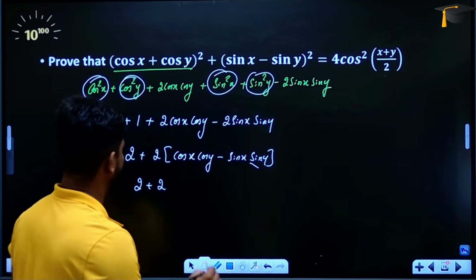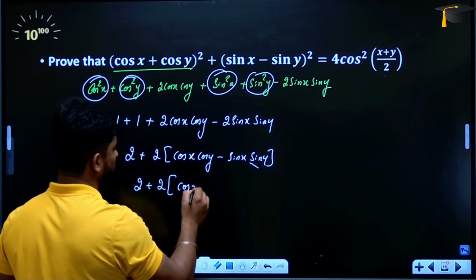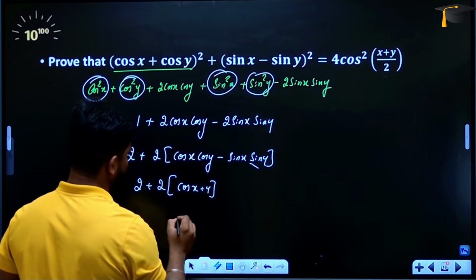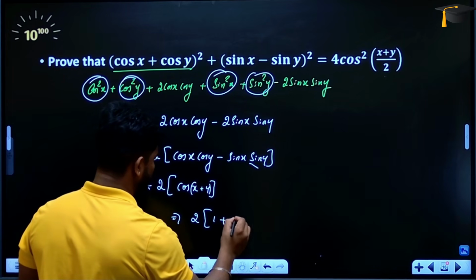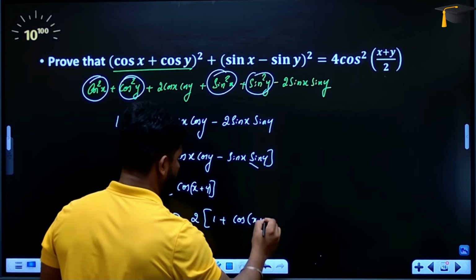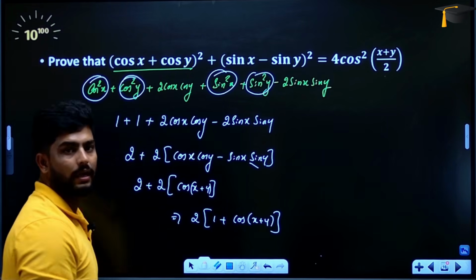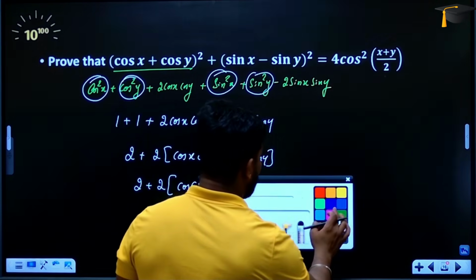It is nothing but cos of x plus y, right? So it becomes cos of x plus y. If I take 2 common, we get 1 plus cos of x plus y. Okay, so now please understand this.